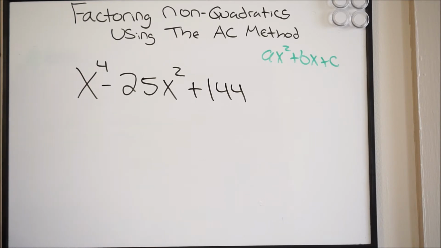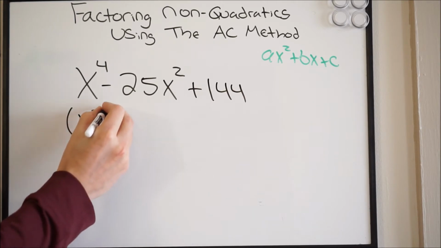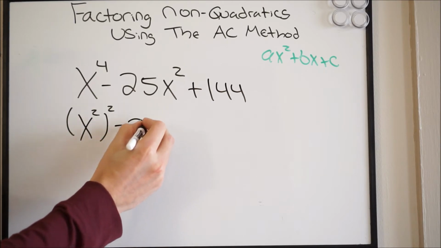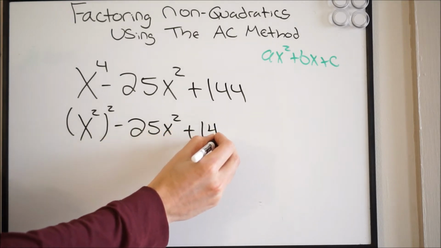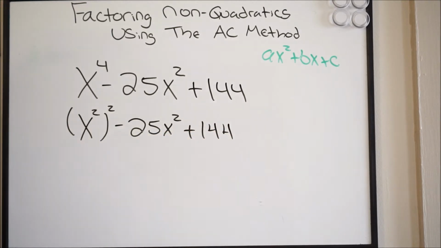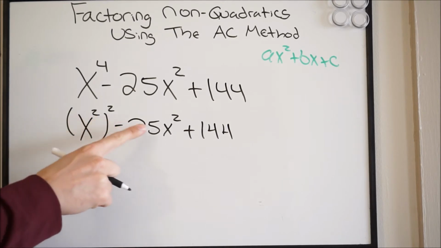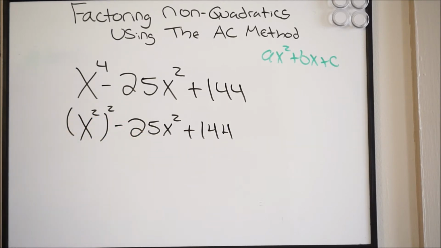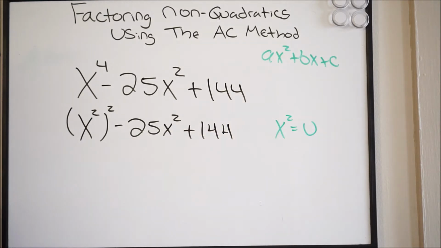In order to do that, we can rewrite this as x squared to the second power minus 25x squared plus 144. Okay? And now looking at that, we have an x squared and an x squared. So why don't we go ahead and define these? Let's say that x squared equals u.